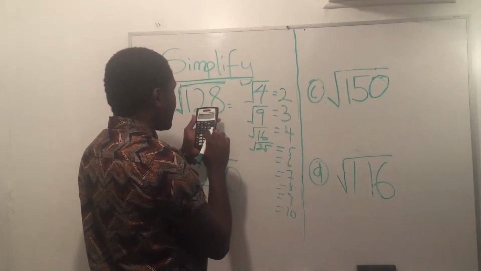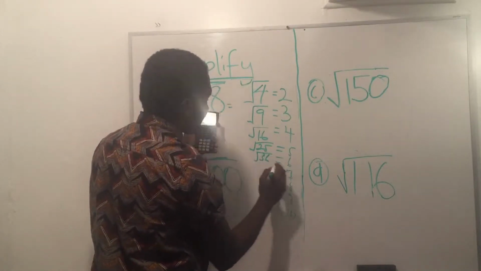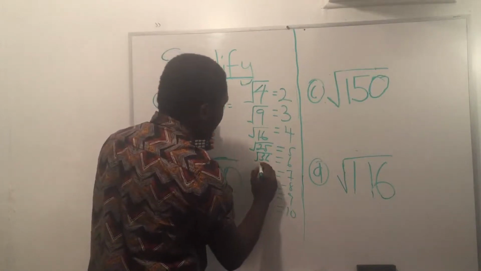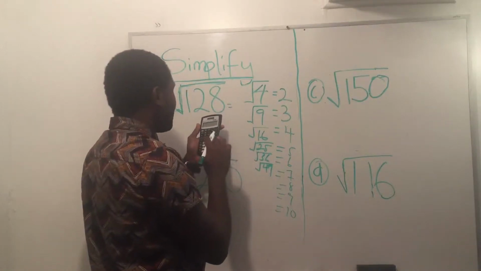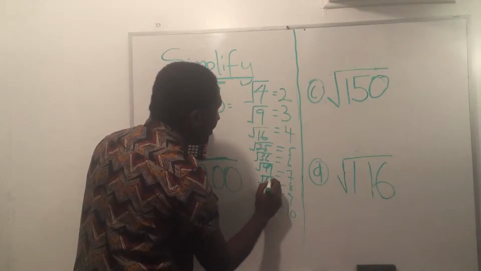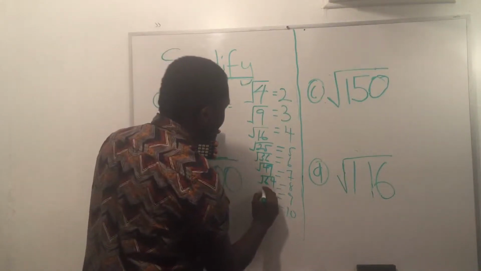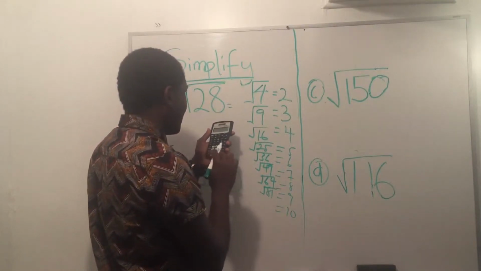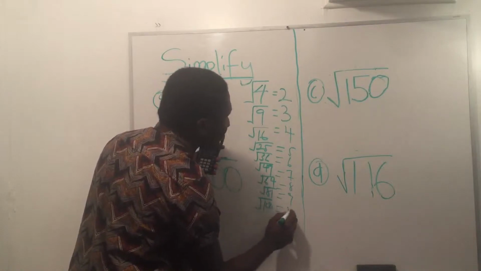And then I do it for 6. 6 times 6 is 36, so the square root of 36 is 6. I do 7 times 7, I have 49, so the square root of 49 is 7. Then I do 8 times 8 is 64, so the square root of 64 is 8. Then I do 9 times 9 is 81, so the square root of 81 is 9. And I do 10 times 10 is 100, so the square root of 100 is 10.